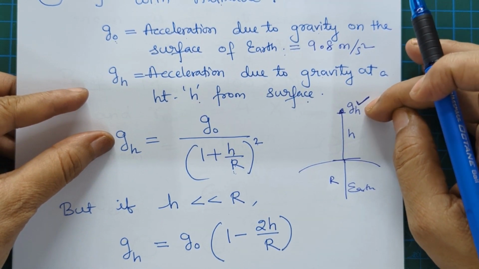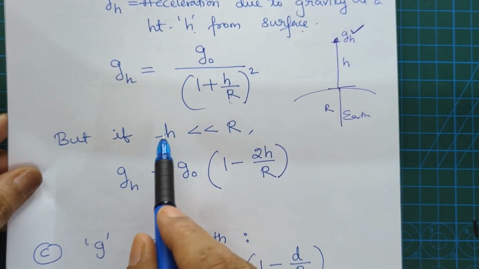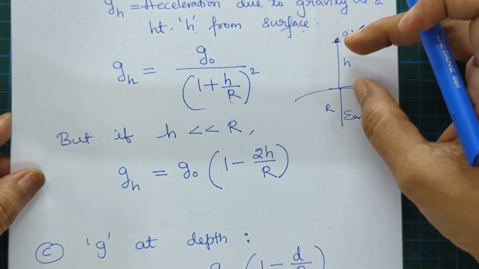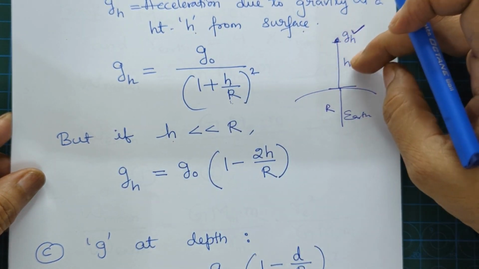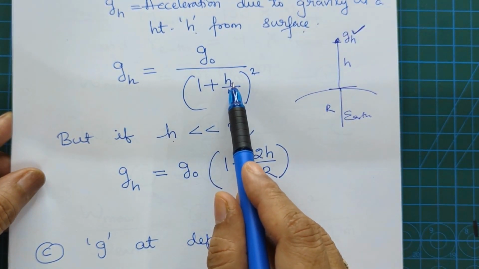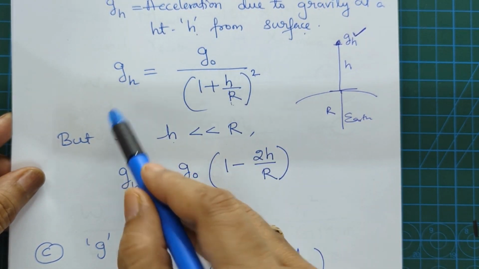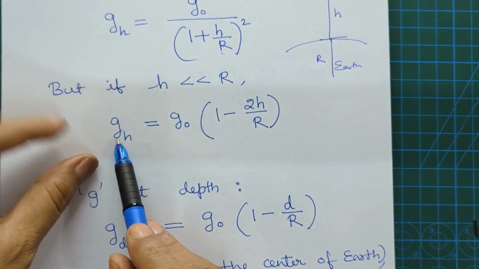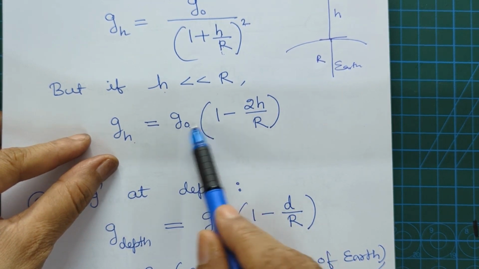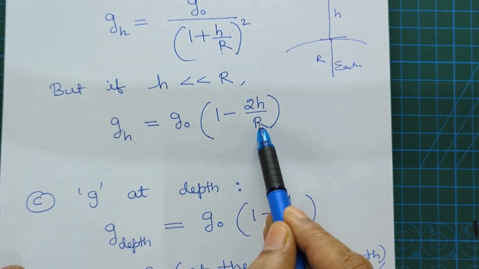Because then we will know whether an object feels weightless or heavyweight at that height. So if h is greater than the radius, we use the earlier formula. But what if the point above the surface of the earth, that height, is less than the radius, meaning h is less than 6400 kilometers? Then that formula is not valid to calculate g at that height. So then we will calculate g at that height as g naught, which is 9.8, times 1 minus twice h by R. R is 6400 kilometers.